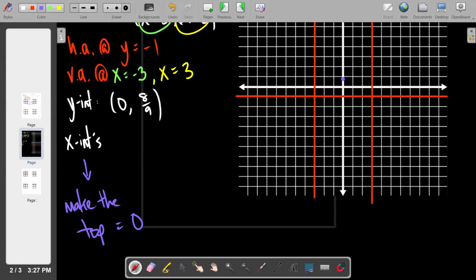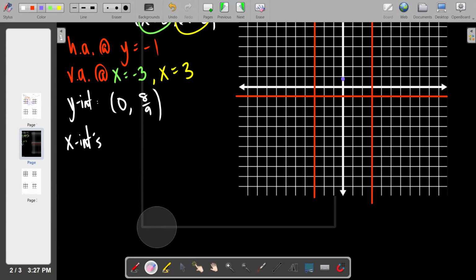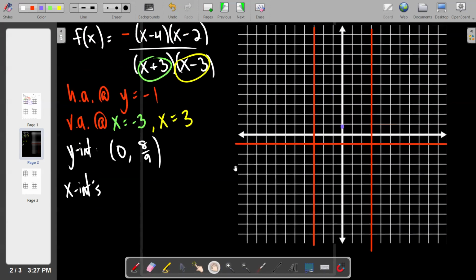It's kind of like finding vertical asymptotes, except I'm not looking at the bottom, I'm looking at the top. What 2 numbers make the top equal 0? 4 and 2. So there is an x-intercept at 4, 0. And there's another one at 2, 0. 5 of our 6 checklist items are done: holes, verticals, horizontals, y-intercept, x-intercepts. 5 down, 1 to go.